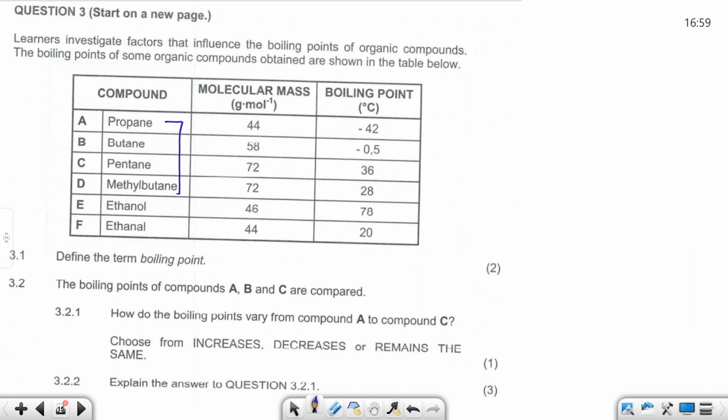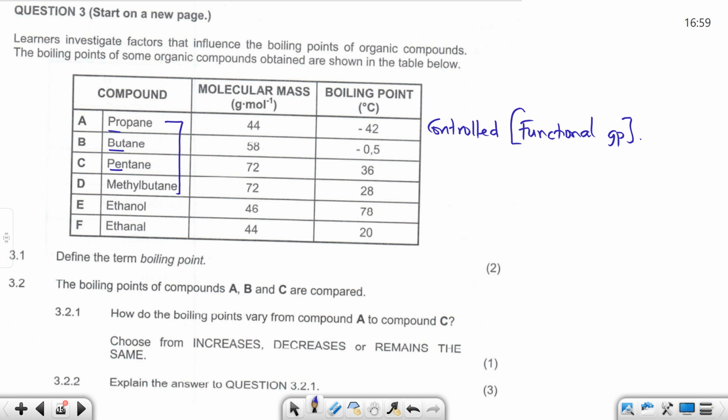So please, what is the control? What is constant? What is controlled here? For this one, my controlled is the functional group, because they are all alkanes. Now, what is the independent variable? What are we changing? We are changing the chain length. This is 3. This is 4. This is 5. And that is a side chain as well. Whatever you are changing is the independent. Independent starts with the letter I.